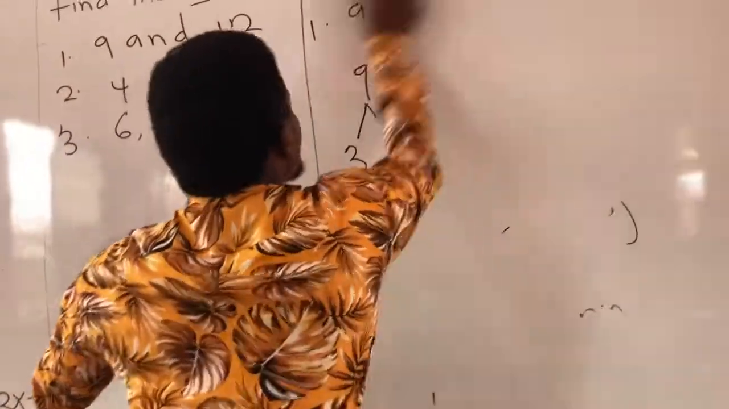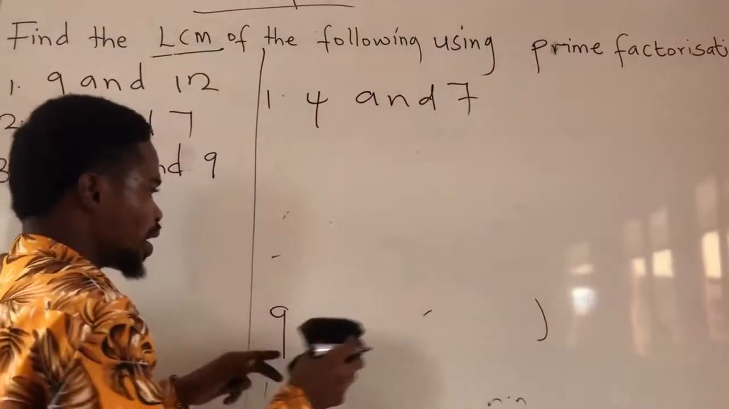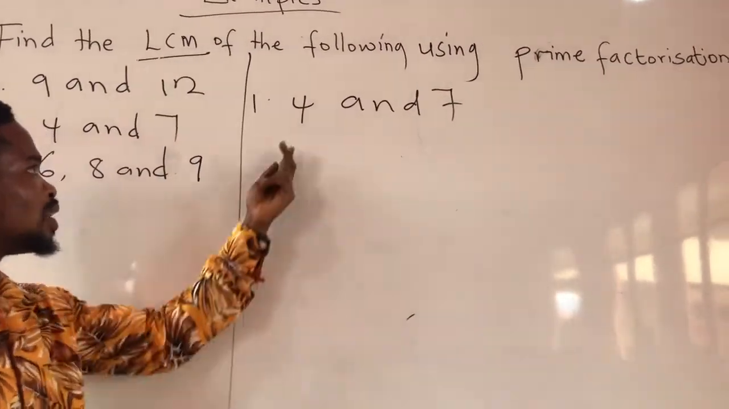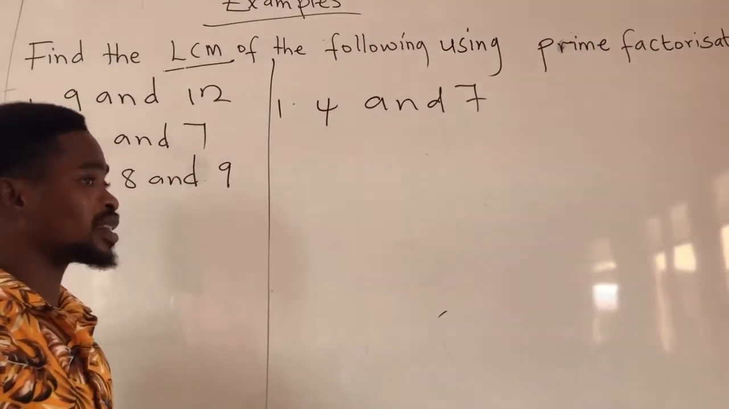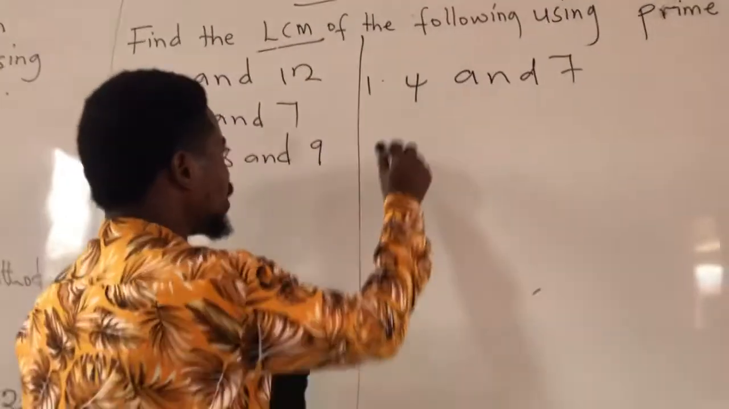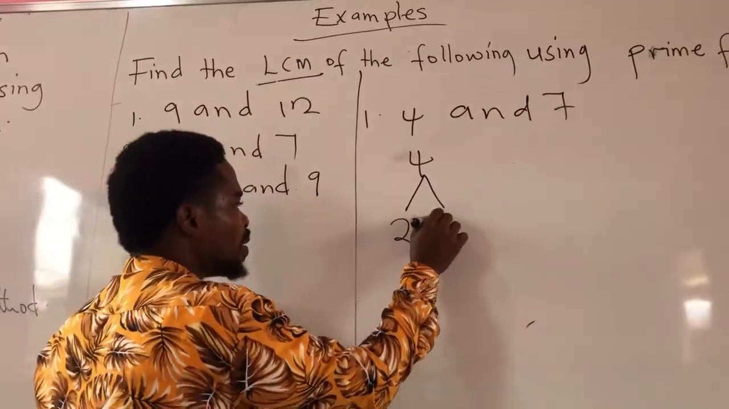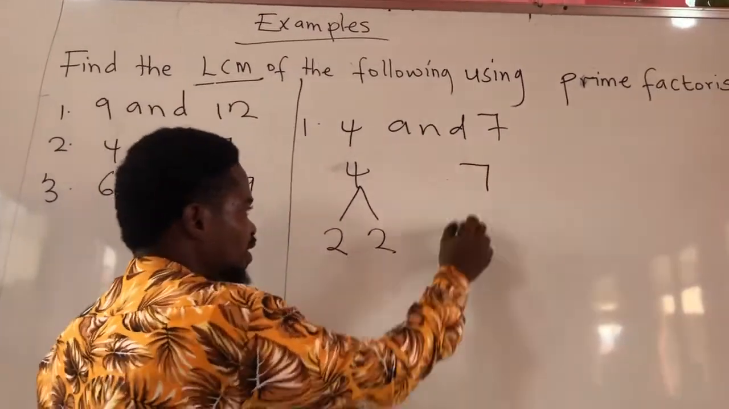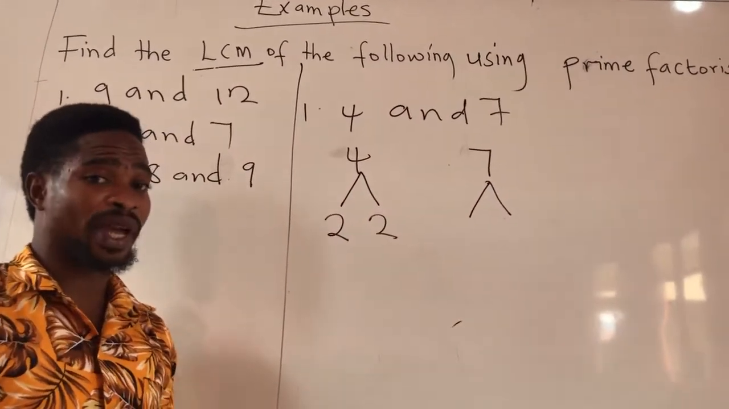The next question, that's question number 2. 4 and 7. We have something here, look at this. There's a difference here. This question is a bit confusing, so look at it very well and let us solve it. This one, the same thing we are doing for others, which is 2 times 2 will give us 4. Then when we come to 7, which number, when we multiply, we get 7?